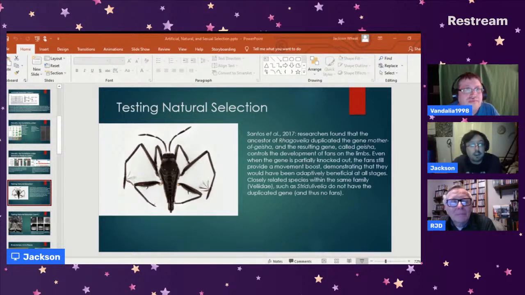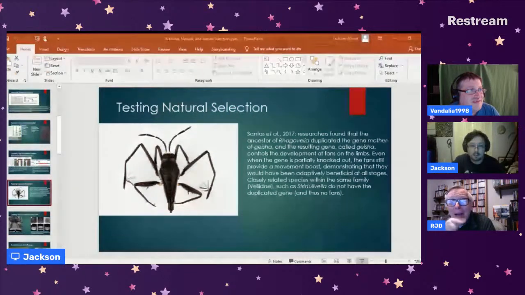And researchers thought, do the fans have an adaptive advantage when they're not at full fan size? What is the good of half a fan? You've probably heard that argument: what good is half an eye, half a wing, whatever? Well, it turns out, actually, yeah, half a fan is still adaptively beneficial. It still means you can move faster. You can still move on moving water. You can still turn better than your closest relatives.